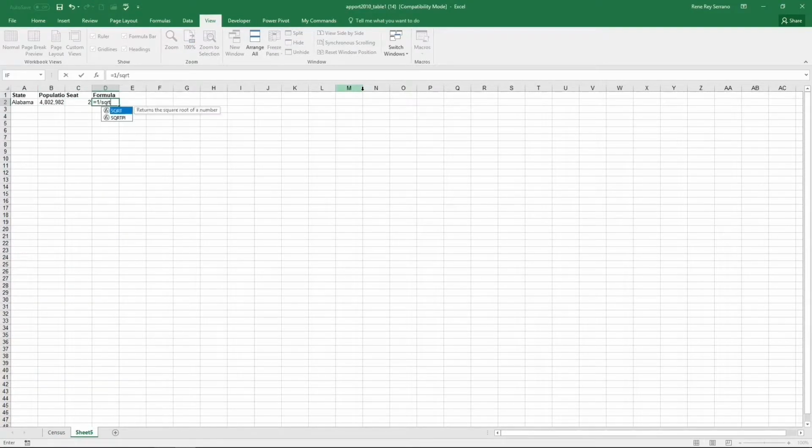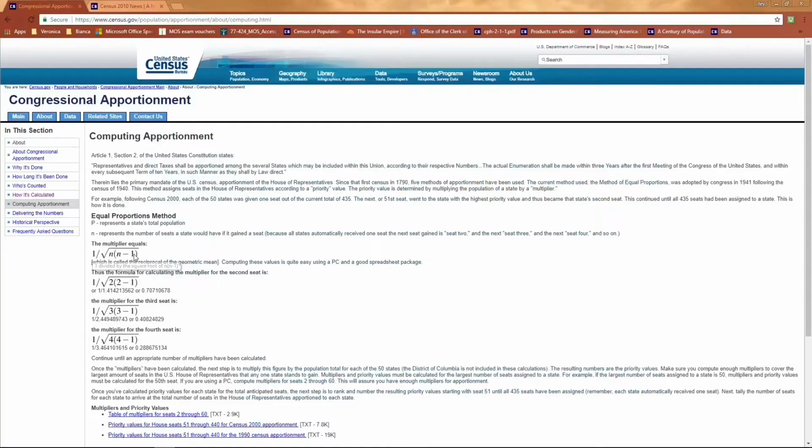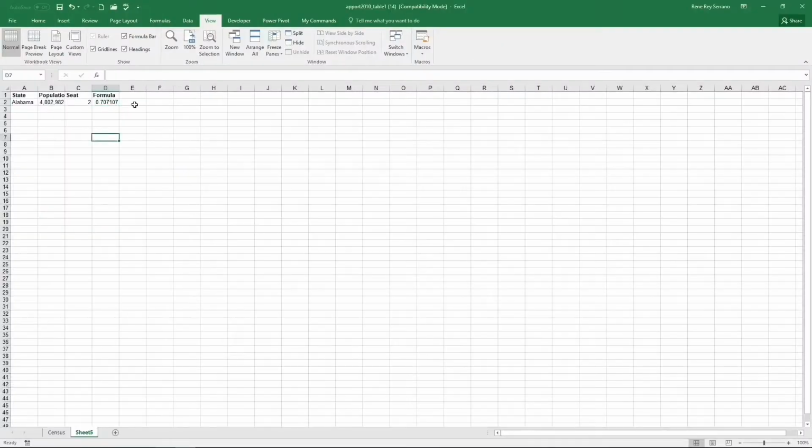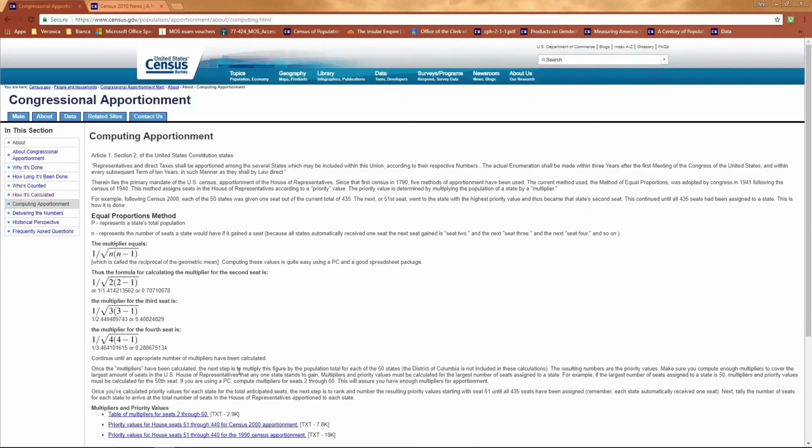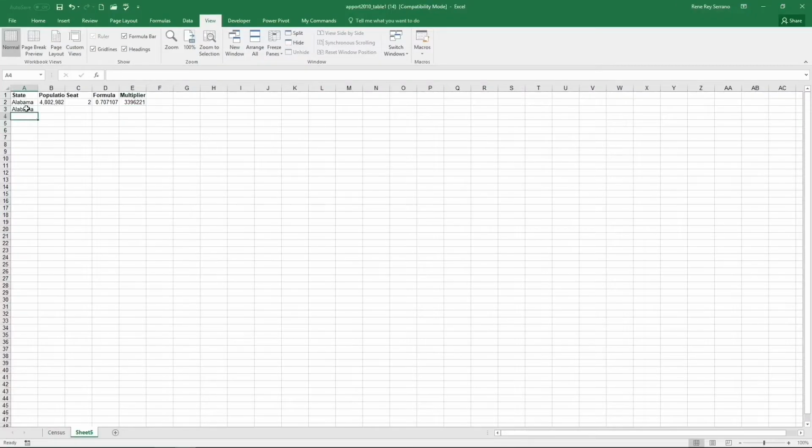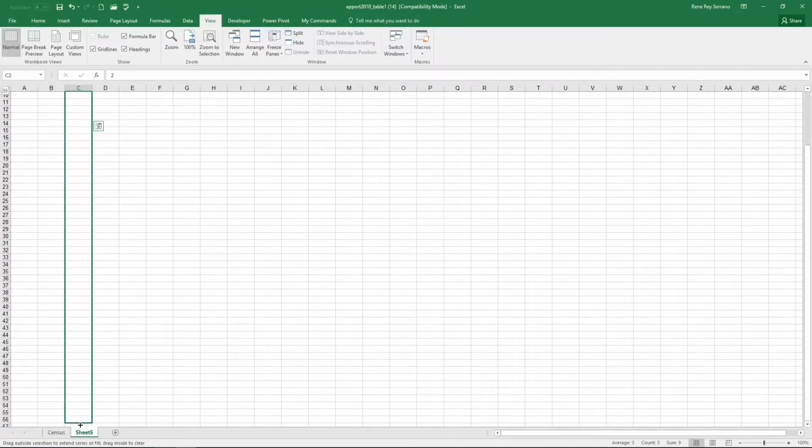Now what we're going to do is factor in this. We're using the formula that's on their website. There's the formula. Now we're going to multiply the output of that formula times the population. That gives us our multiplier.